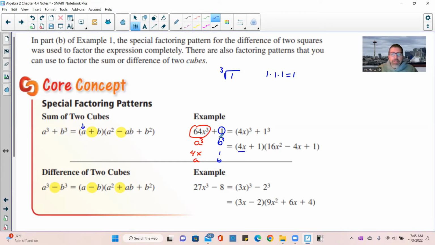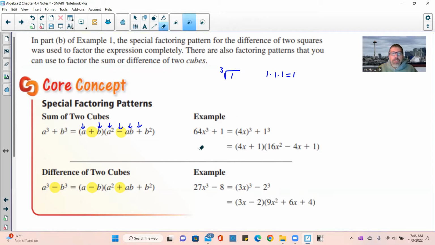Plus b, which is 1, which is right here. And then a new parentheses. So now we're at a squared, and a squared would be 4x squared, which is 16, 4 squared x squared, which is 16x squared. Make sure you have that minus sign here, and a times b. Well, 4x times 1 is 4x, so that's done. Make sure you have a plus sign, and then b squared. Well, if b is 1, 1 squared is still 1. So there's the example there.